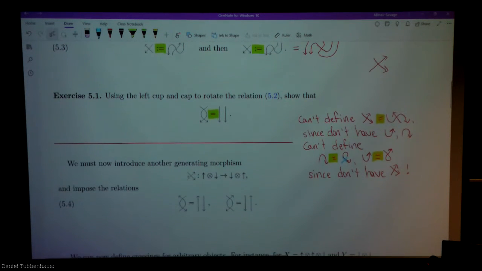So we're going to make the choice that we're going to introduce the right crossing. So now we have to add in an extra generating morphism, which is this right crossing. And then we impose these relations that we need this to satisfy to make our category symmetric monoidal. So now we have all flavors of crossing, up, down, left, and right, and they all satisfy this property that if you have two strands, no matter how they're oriented, they pull apart if they're double crossing.